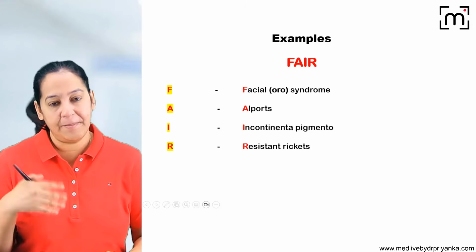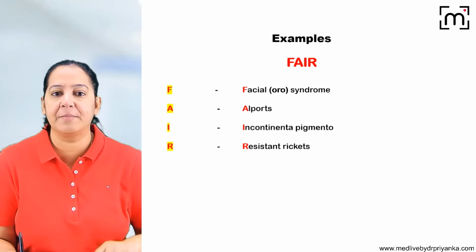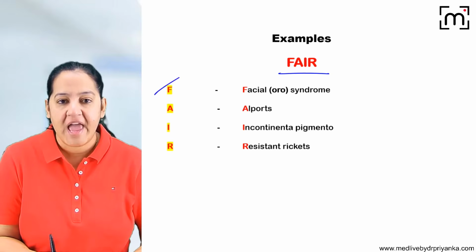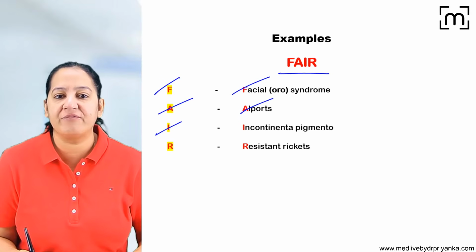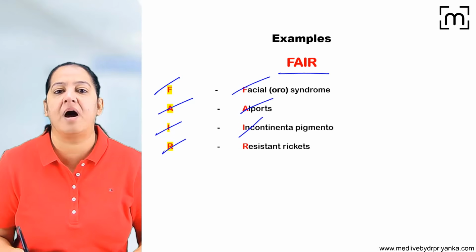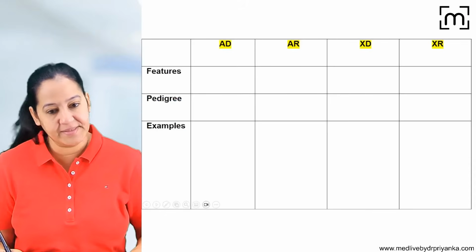Better to draw. Now tell me the examples. There are 4 examples. The mnemonic is FAIR, F-A-I-R. F stands for facio-oral syndrome. A stands for Alport syndrome. I stands for incontinentia pigmentosa. And R stands for resistant rickets. So please learn the 4 examples.